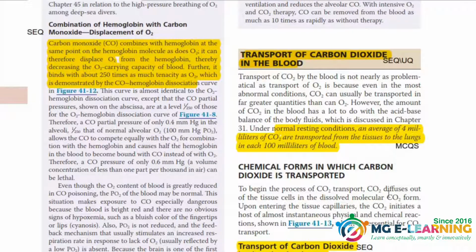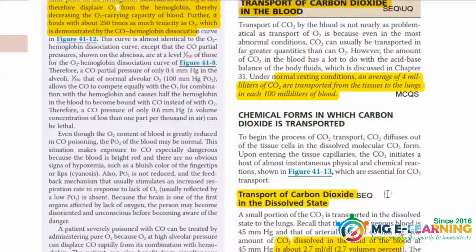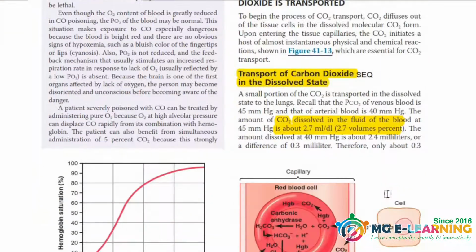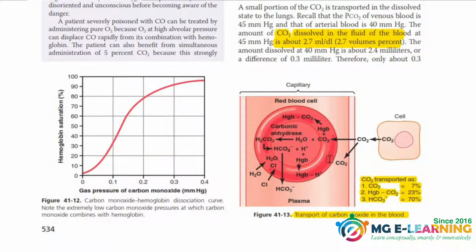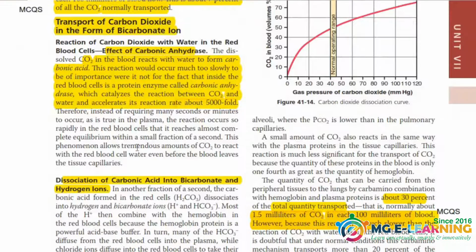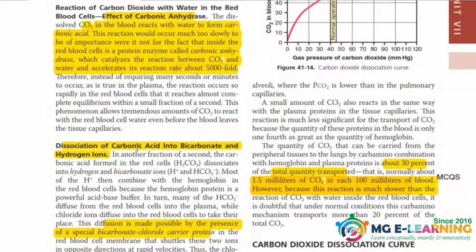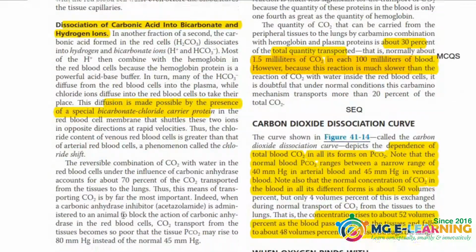This is a past UQ. So start from here: chemical form, dissolved form, and this is the diagram. This is also showing the transport of carbon dioxide in blood. This is an important topic for your SCQs. Then in the form of bicarbonate ion, effect of carbonic acid is important for your SCQ. Dissociation of carbonic acid into bicarbonate and hydrogen ion. This is an important concept. You have to read this.